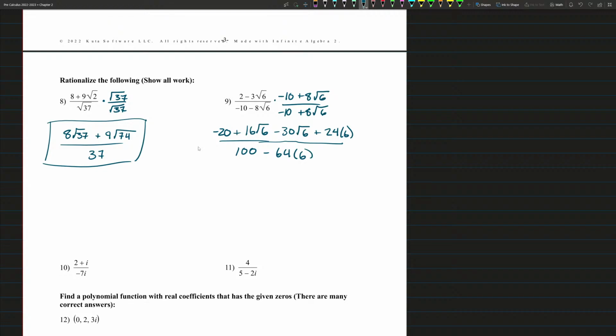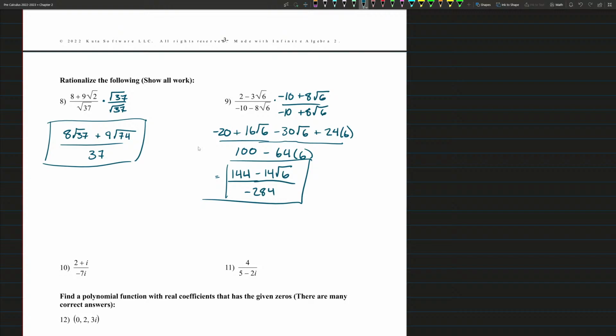So we get, okay, so 24 times 6 minus 20. It's 144. Minus 14 rad 6. And then 100 minus 64 times 6. So you get -284. And that's their answer. The whole goal here is to get all the radicals out of the denominator.